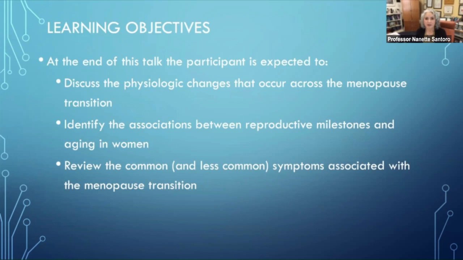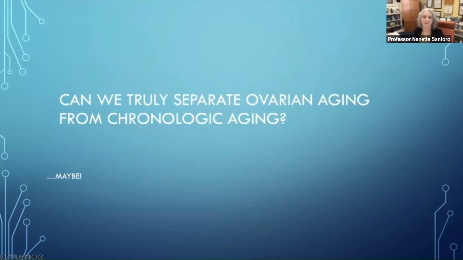And the learning objectives for this part of the talk or this session is to really discuss the physiologic changes that occur across the menopause transition, to associate these reproductive milestones with changes in aging and other risks for disease, and to review the common and some of the less common symptoms associated with the transition.